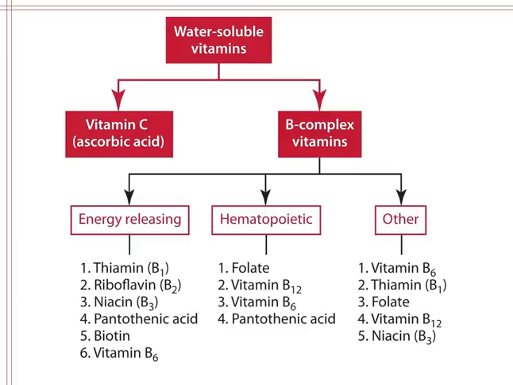And then there's the hematopoietic. So these are related to blood, blood cell development, growth, maintenance, those kinds of things. So folate, vitamin B12, vitamin B6, and pantothenic acid are all involved in blood types of things and blood cells. And then other general functions, which there's a variety of B vitamins that are involved in other functions as well. So B vitamins are actually quite expansive in their function and absolutely essential.